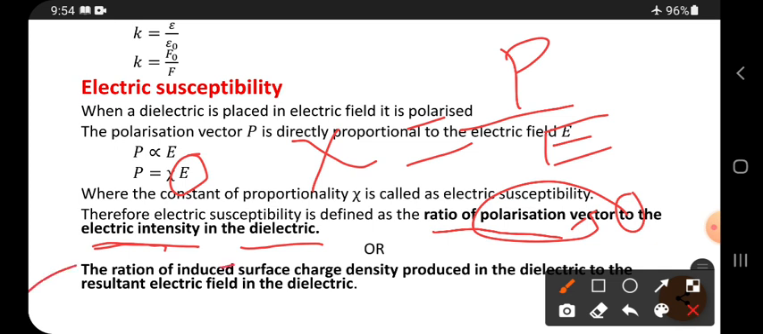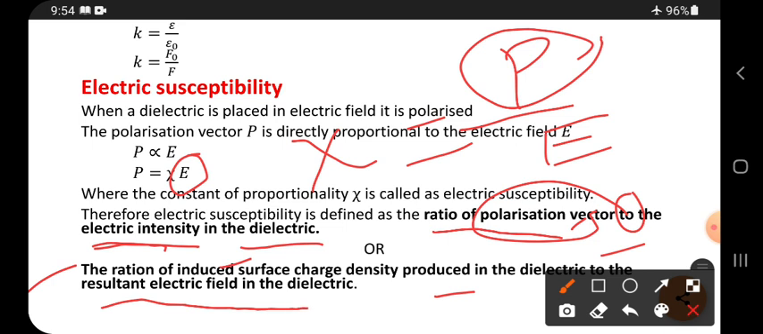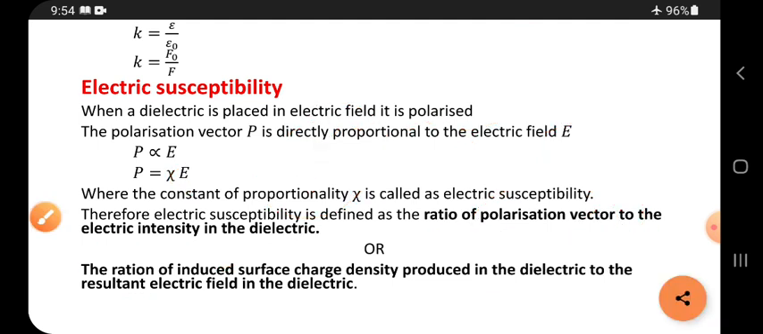Once again, one more definition. The ratio of the induced surface charge density produced in the dielectric, I am saying induced surface charge density, since in the previous video I explained that polarization is nothing but induced charge density, to the resultant electric field in the dielectric is called chi. Chi means electric susceptibility. So this is the electric susceptibility definition.